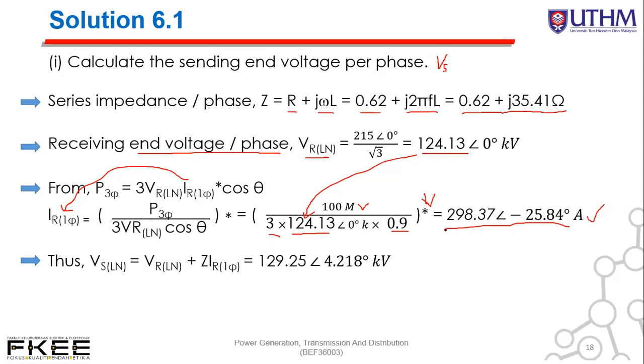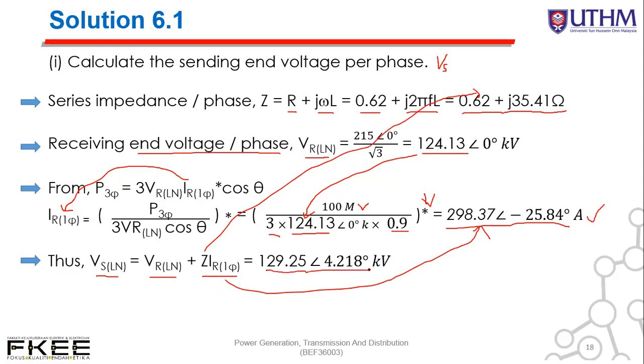So when we have IR, we can calculate VS, the sending voltage. It is nothing but the receiving voltage line to neutral plus Z times IR. Substituting the values of IR and Z, we get the sending voltage as 129.25 kilovolt. All right, we have solved the first problem.